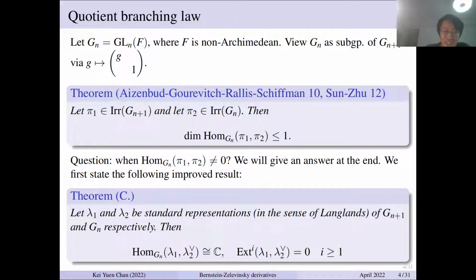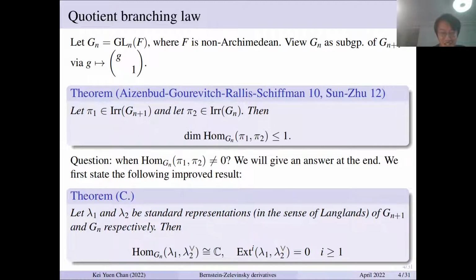If pi_1 is an irreducible representation of G_{n+1} and pi_2 is an irreducible representation of G_n, then the dimension of the Hom space, or whether pi_2 appears in the quotient of pi_1, is at most 1. This is what we usually call multiplicity at most 1. It was proved by Aizenbud, Gourevitch, Rallis, Schiffmann for non-Archimedean, and Sun and Zhu for Archimedean. The natural next question is to determine when it is non-zero, when it is 1, or when it is 0. I will give almost an answer.